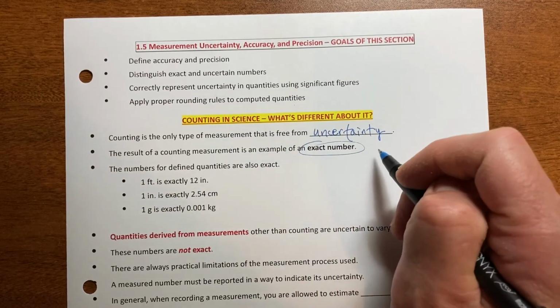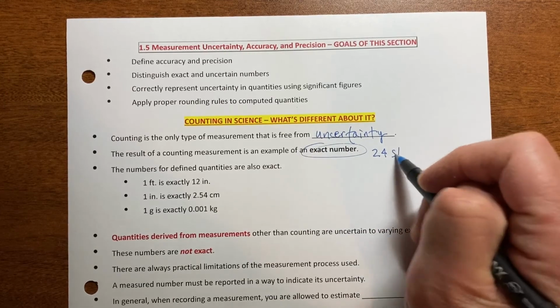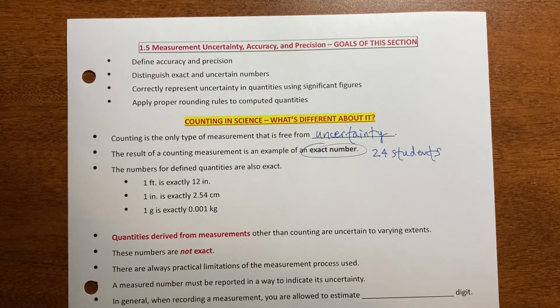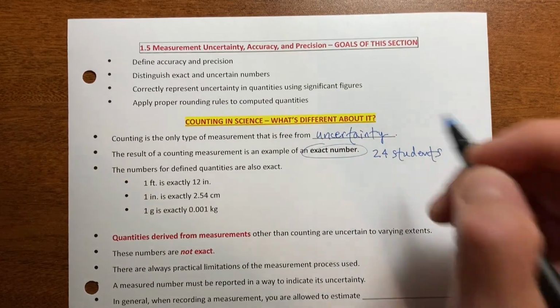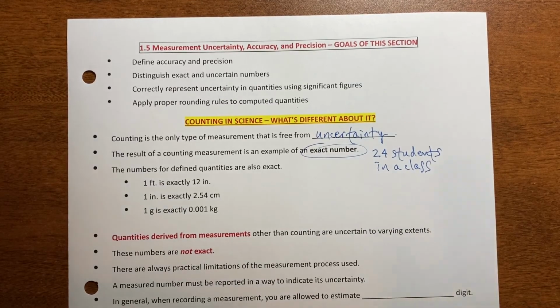If I count all of us in this class, I believe there's 23 or 24 of us. So that's a counted number. That has an infinite number of significant figures. There's 24 students in a class, for instance. That's a counted quantity. There's 12 eggs in a dozen. There's no uncertainty with that. We know exactly that a dozen is exactly 12. It's not 11, it's not 13, it's exactly 12.